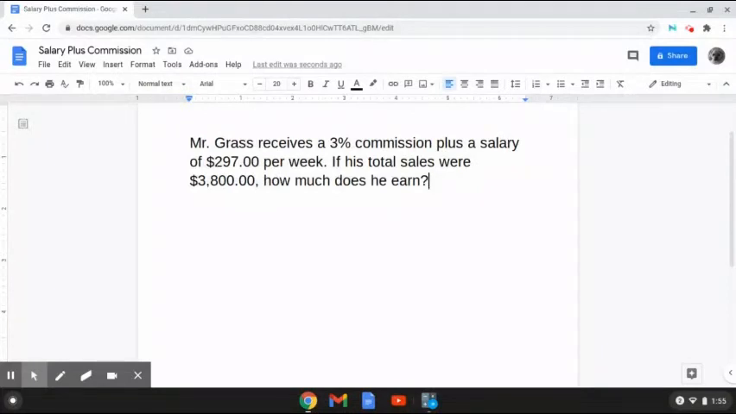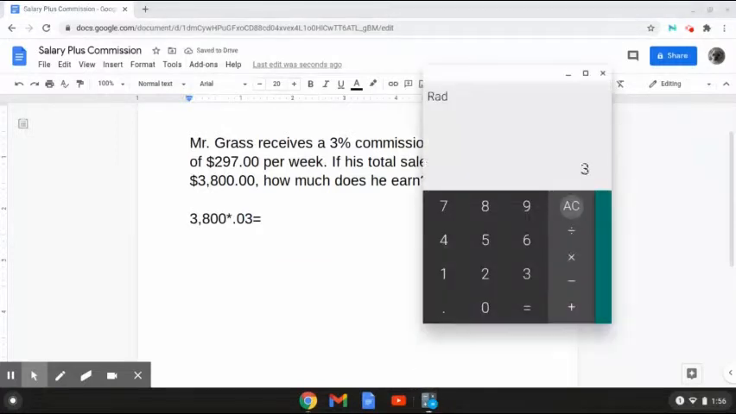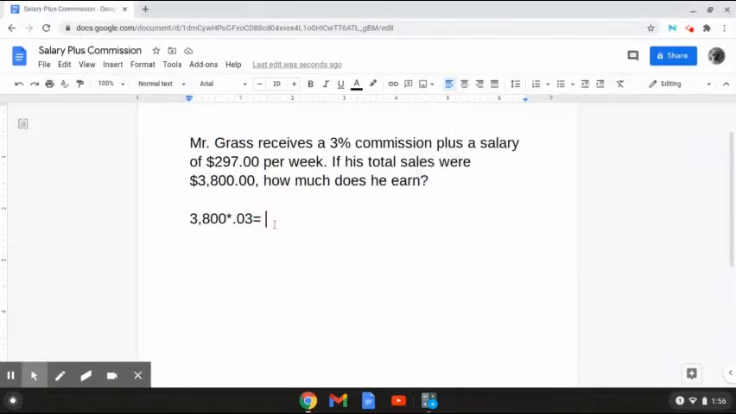Okay, so this first problem reads, Mr. Grass receives a 3% commission plus a salary of $297 per week. If his total sales were $3,800, how much does he earn? So the way that we're going to solve this problem is first by taking the total sales times the commission. So that'll be 3,800 multiplied by 3%, which becomes 0.03, because we are converting the percent into a decimal. 3,800 times 0.03. Okay, that will give us $114.